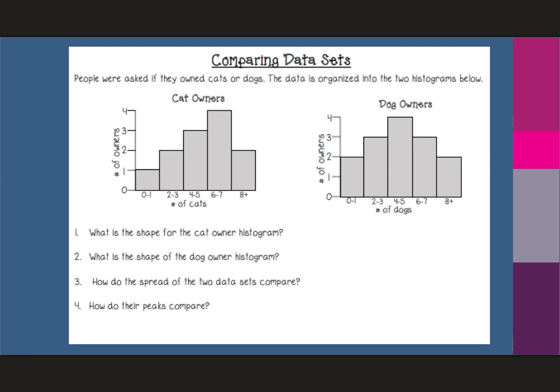All right, so let's look at a couple examples real quick. So what is the shape for the cat owner? So the cat owner, you see how it slopes down, and it slopes down to the left. So we're going to say that's skewed left. All right, the shape of the dog owner looks like it has a pretty even center. So we're going to call that symmetric.